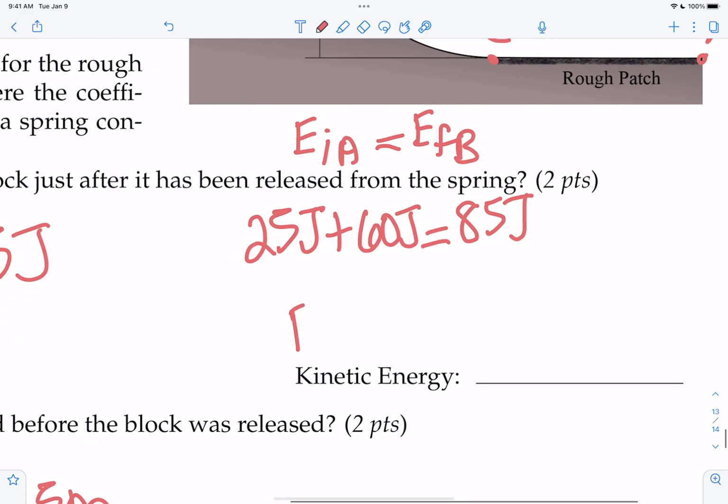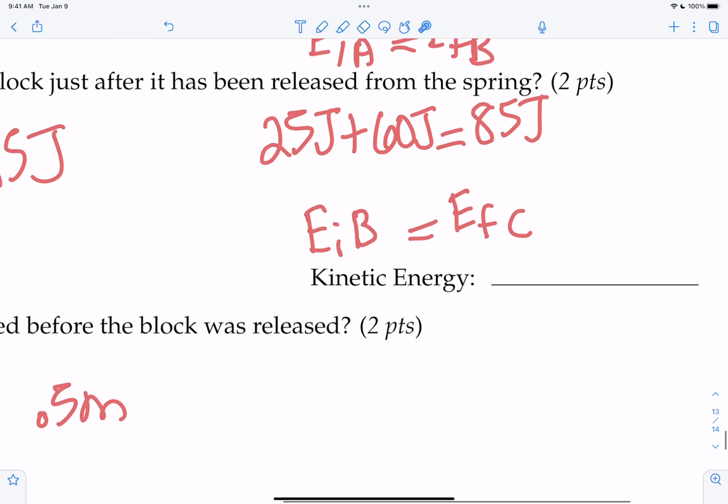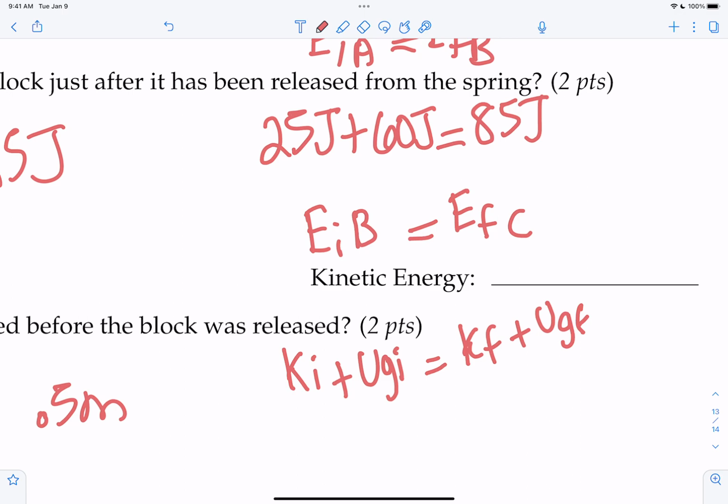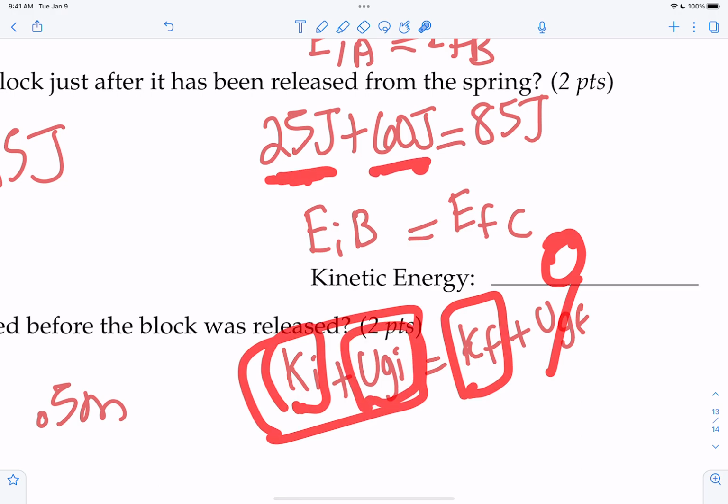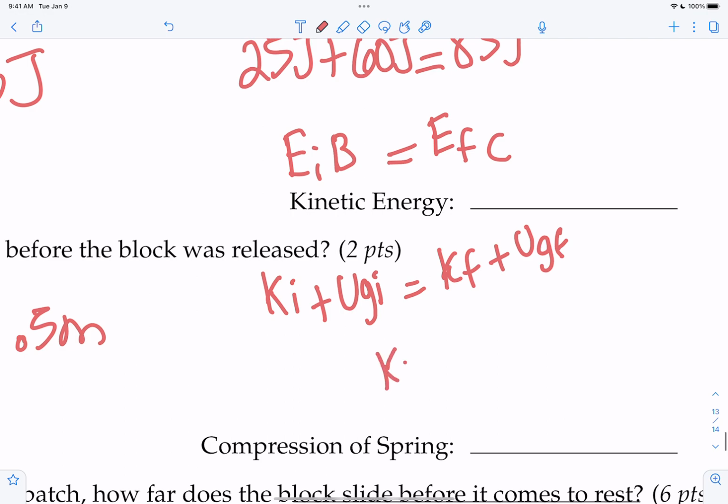Now from B to C, EIB to EFC. Well, you have that being made up of some initial kinetic energy plus some initial gravitational potential energy, and some final. At the bottom of the hill, this should be 0 because there's no height anymore. And then you're just left with Ki plus UGI is equal to Kf. So our initial kinetic was made up of that 25 joules. Our initial gravitational, because we were at that same 3 meter height, was made up of 60 joules. So our final at the bottom, KFB basically, or KFC, my bad. Wow, KFC, Kentucky Fried Chicken, is equal to 85 joules.